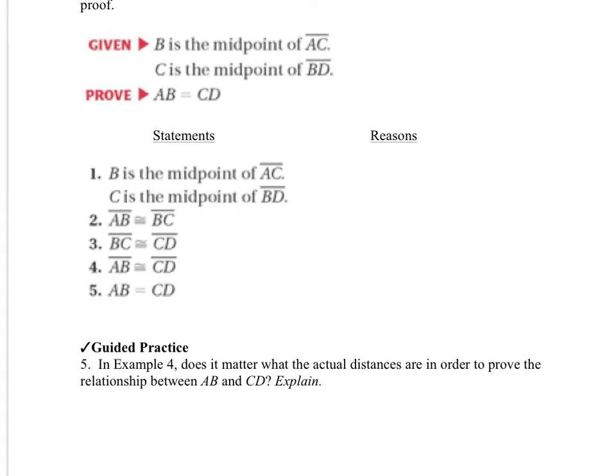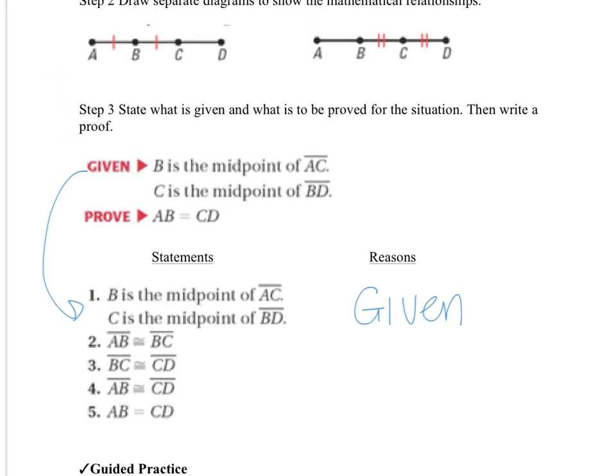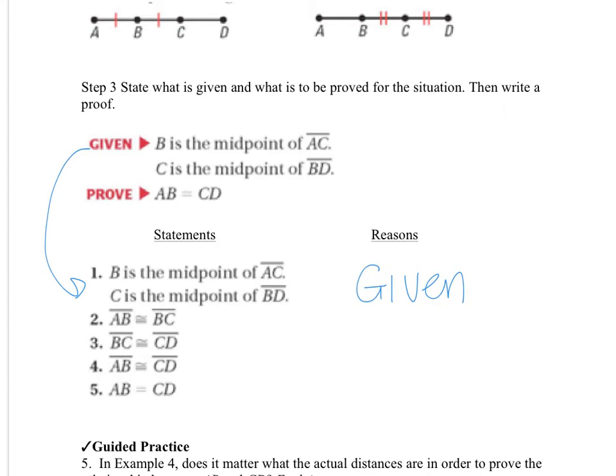All right, so here are our statements. The first statement, again, is my given. AB is congruent to BC. Looking at that, I know that B is a midpoint. So this would be definition of midpoint. I'm going to abbreviate. BC congruent to CD, I have the same thing. Definition of a midpoint.